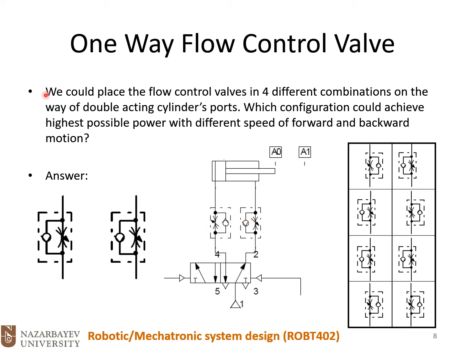We could place the flow control valves in 4 different combinations on the way of double acting cylinder ports. You see one on this pathway, the other one on this pathway. We could have 2, but the combination could be this one, this one, this one, and this one. So we have 4 different combinations. Let's see which one is the best one. Which configuration could achieve the highest possible power with different speeds of forward and backward motion?